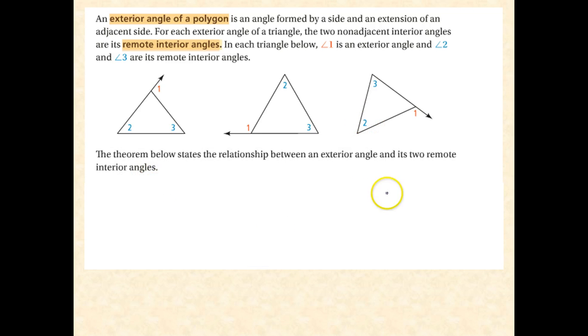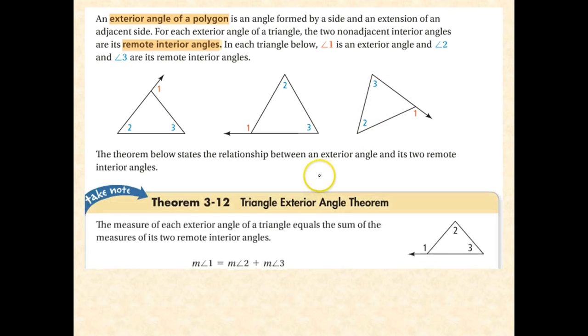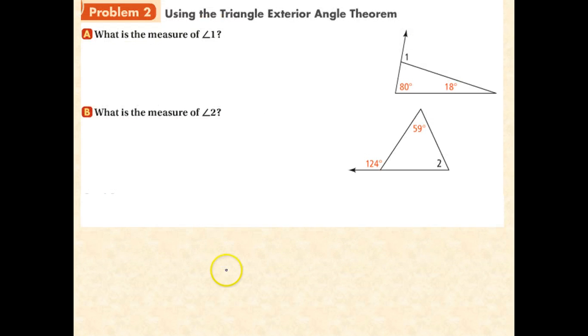So check out this theorem about the relationship between an exterior angle and its two remote interior angles, which we hinted at earlier. Theorem 3.12: the measure of each exterior angle of a triangle equals the sum of the measures of its two remote interior angles. Pretty neat, huh? Let's use that theorem. And hint, hint, you might have to prove that theorem later.